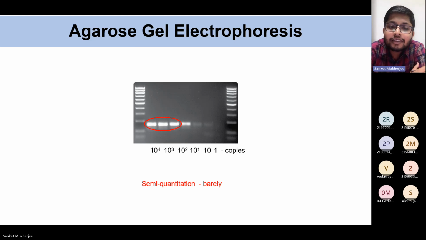So now if I dilute, let's say 10 to the power 4 copies of DNA, and I take 1% of it, how many DNA would I have? 100. If I do the same dilution here, I take 1% and then it will be 10. So 10 and 100 are distinguishable.